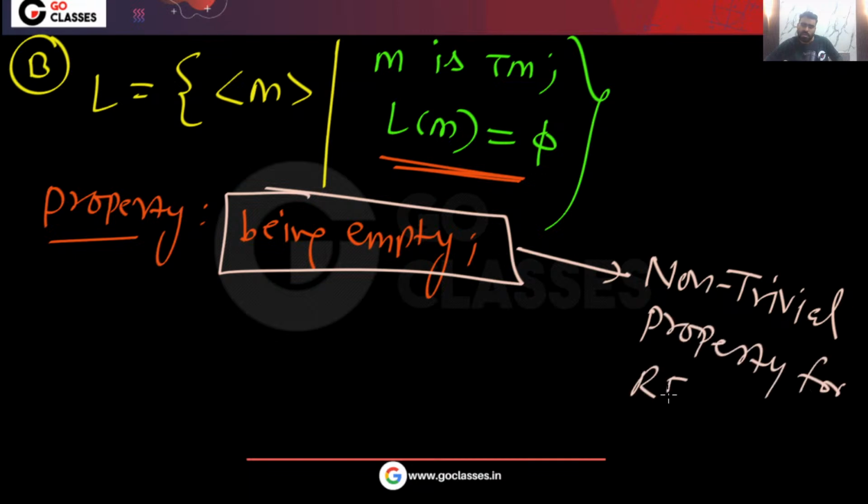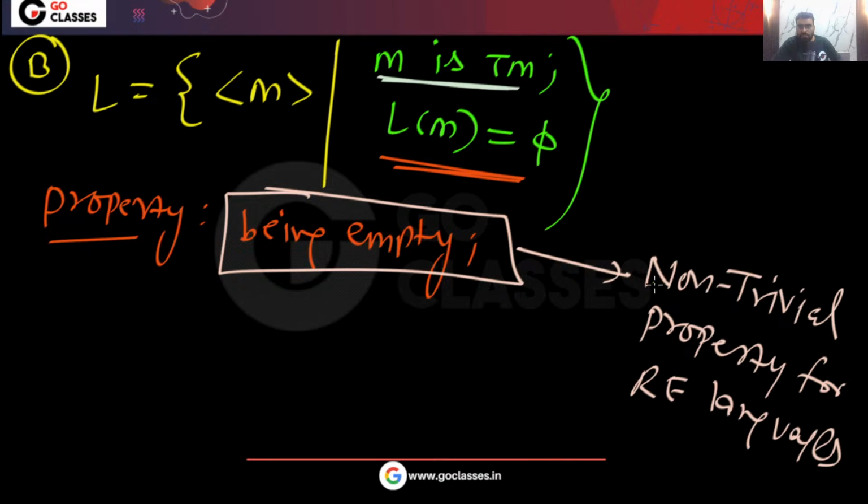For recursively enumerable languages. Because remember, it is already given that M is a Turing machine, so L(M) is recursively enumerable, yes or no? So remember, this is a non-trivial property for recursively enumerable languages. Also, this is non-monotonic.